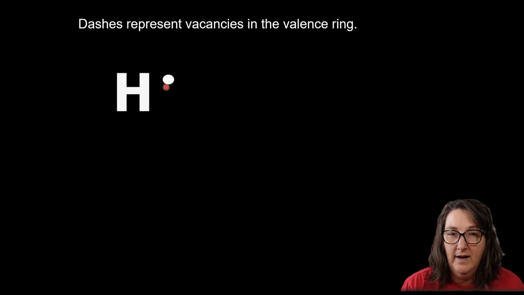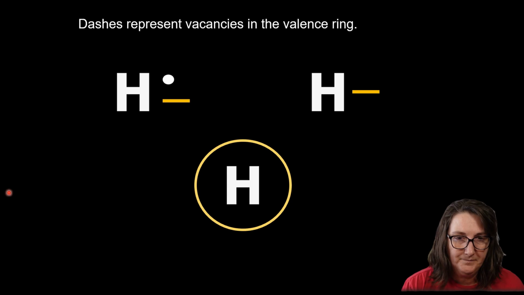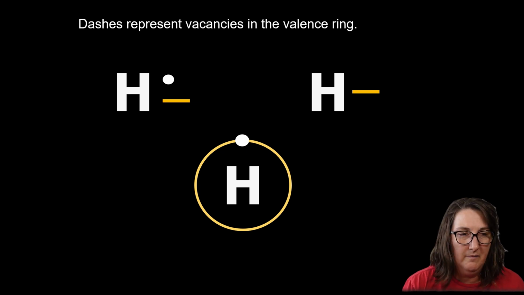Hydrogen has 1 valence electron, but remember, I don't have 7 openings. This is in that first row. It has 1 ring, and the maximum electrons I can have in that first ring is 2. So hydrogen will have 1 valence electron, so it has an opening just for 1 more. So we show hydrogen with 1 dash. Here's my hydrogen, my first ring, that's my electron. I have room for one more, so that's where that dash comes from. I don't have room for 7.